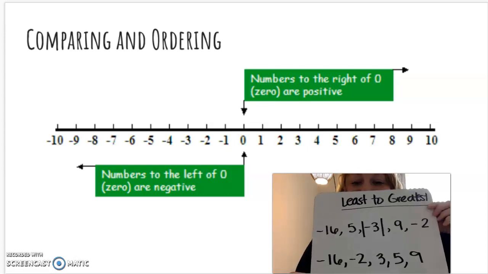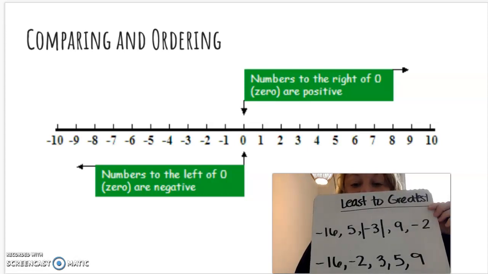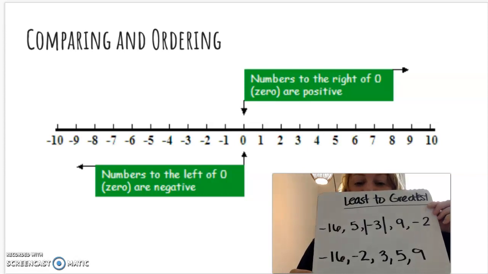All right, here's what I got. Smallest, -16, because it's the furthest to the left of 0, then -2, then I put 3. If you're asking yourself, Miss Phillips, it was absolute value of -3. Remember, absolute value of -3 is 3 because those absolute value lines just mean the distance from 0. So I have 3, 5, and then 9.